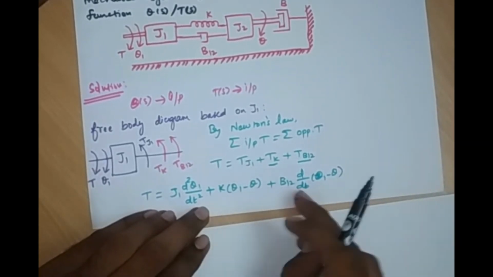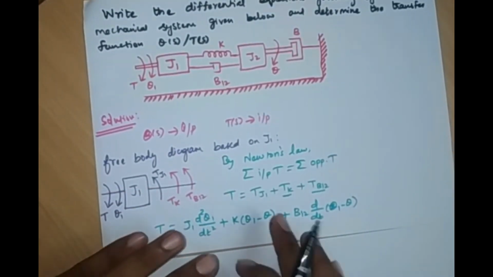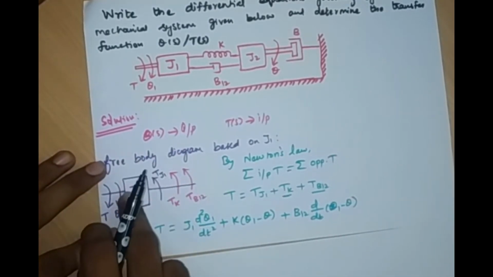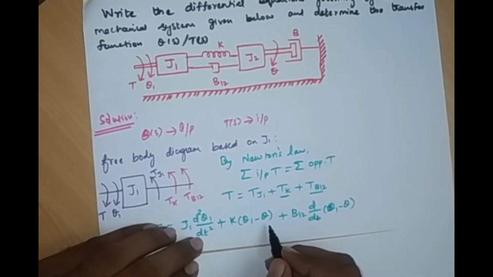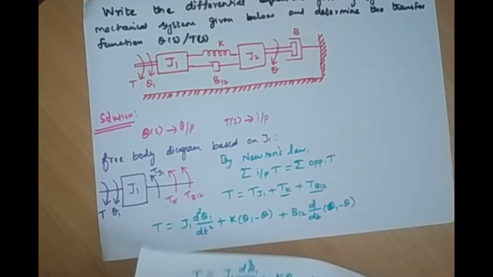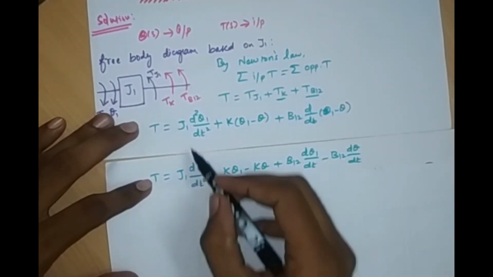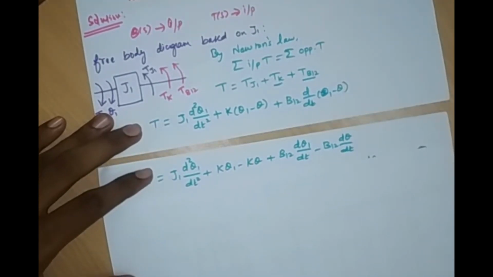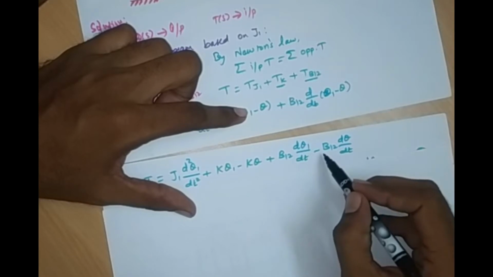These two terms are the common double end elements connected between J1 and J2. We are writing the equation with respect to the inertia J1, so the difference of displacement should be theta 1 minus theta. If you are writing the differential equation based on J2, we need to mention theta minus theta 1. Now, rewriting the equation: T equals J1 d square theta 1 by dt square plus K theta 1 minus K theta plus B12 d theta 1 by dt minus B12 d theta by dt.